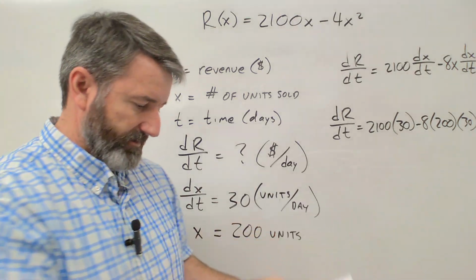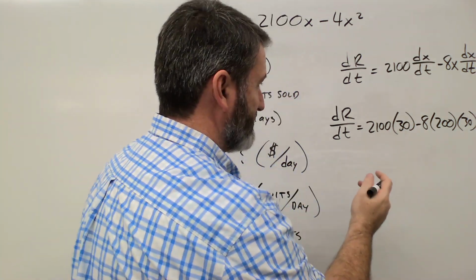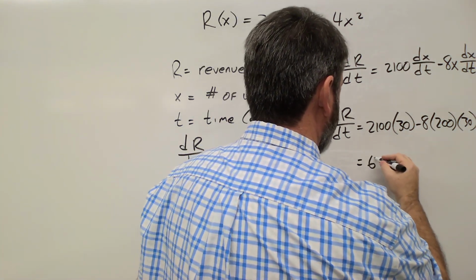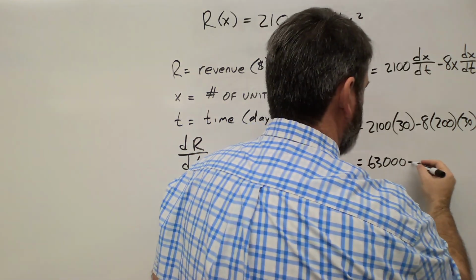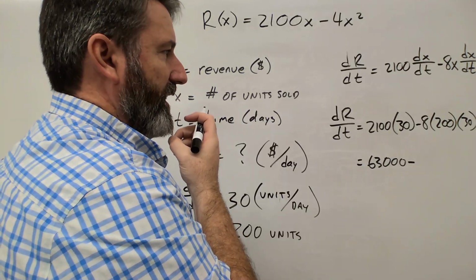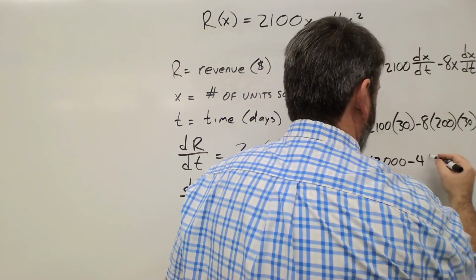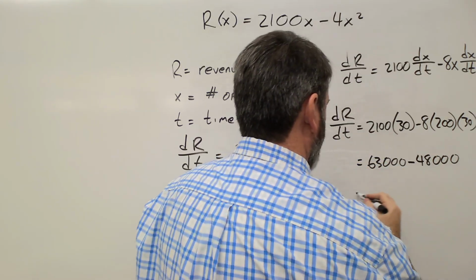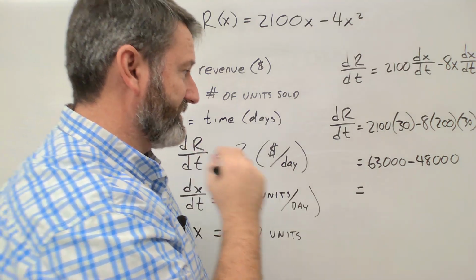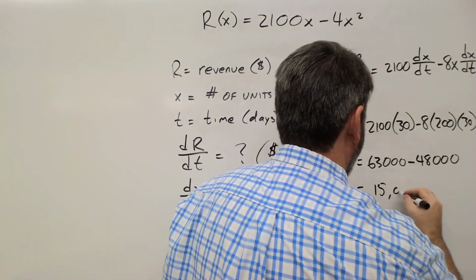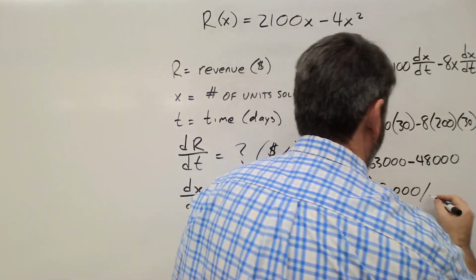And then now it's just a matter of doing this math. 2,100 times 30 would be 63,000 minus 30 times 200 would be 6,000 times 8 would be 48,000. And so 63,000 minus 48,000 is going to be 15,000. And again, that's in dollars per day.